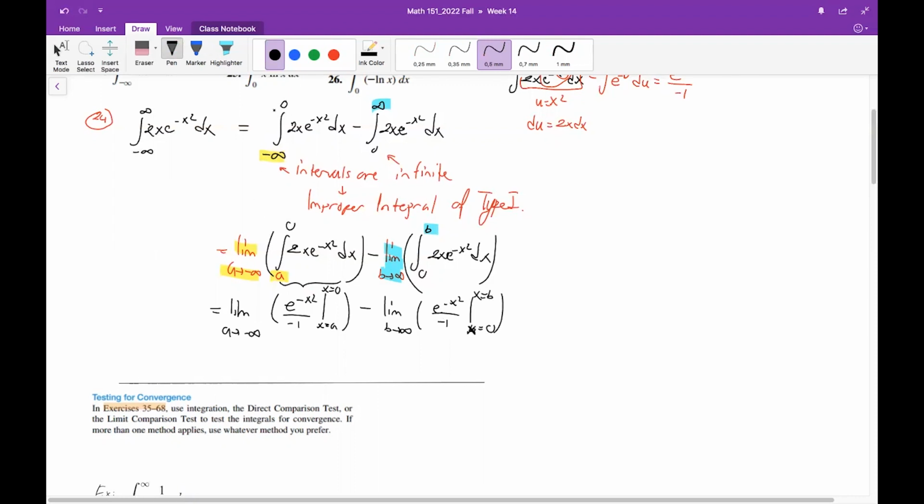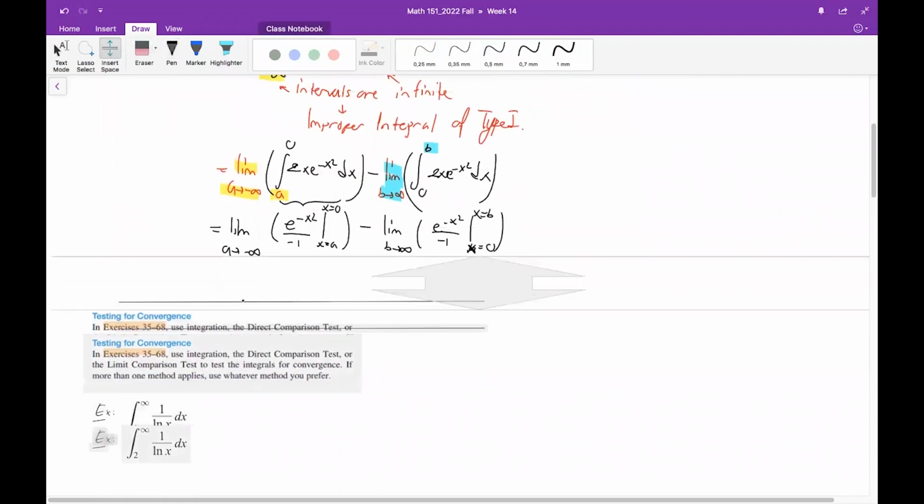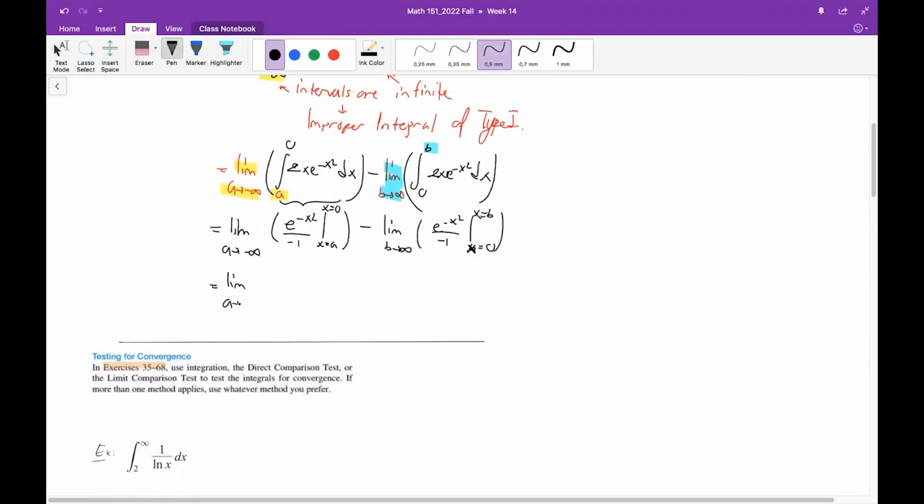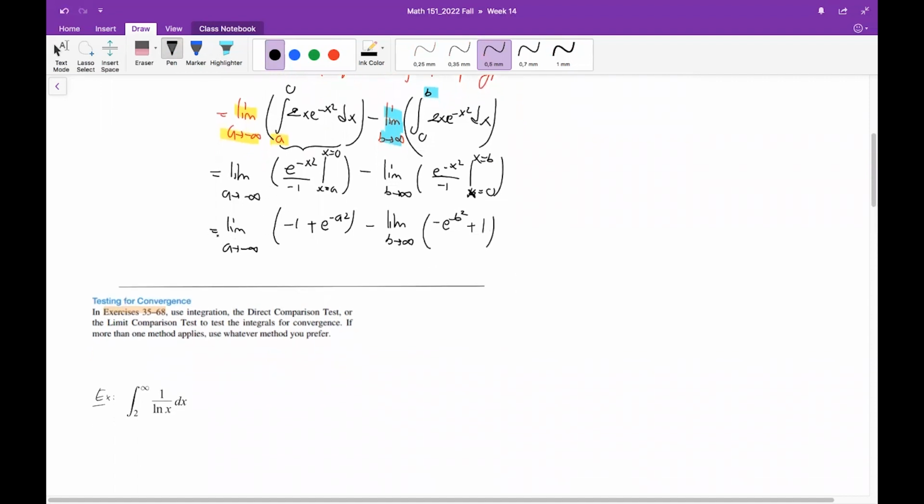Then it's time to insert boundaries, of course. Limit as a goes to minus infinity. If you insert 0, you will obtain minus 1. Minus, if you insert a, there is another minus coming from here, so e to the power minus a squared. And similarly for the second one, it is e to the power minus b squared, plus 1, because minus 1, but you have an extra minus there, plus 1. Now it's time to compute the limits, of course.